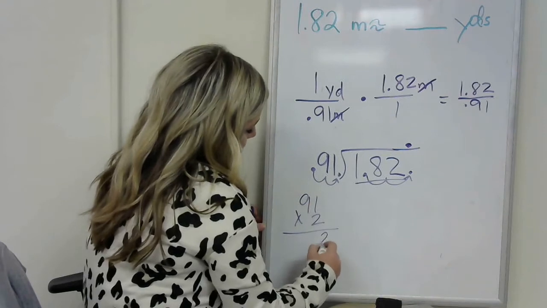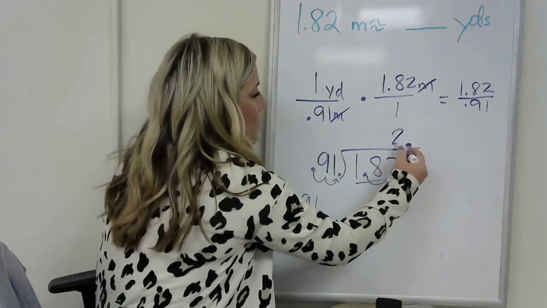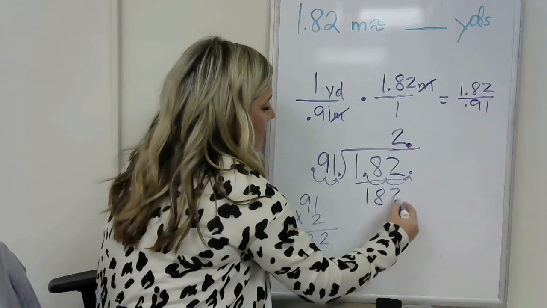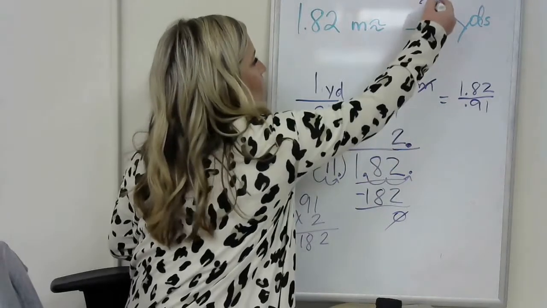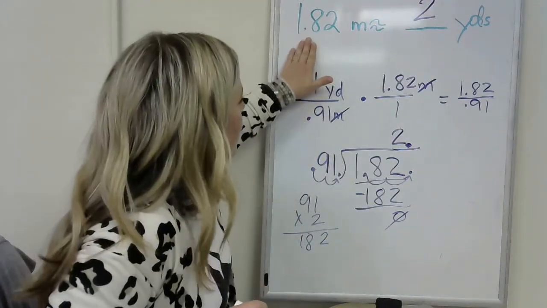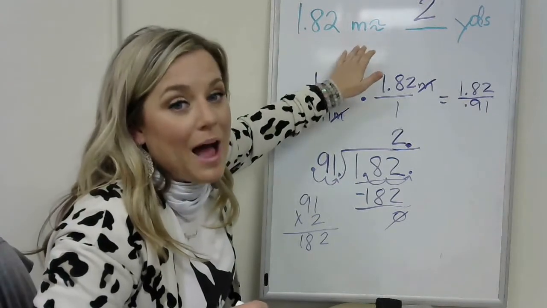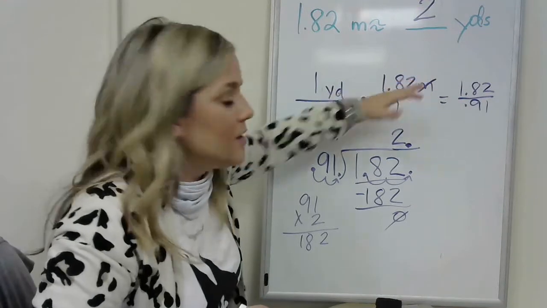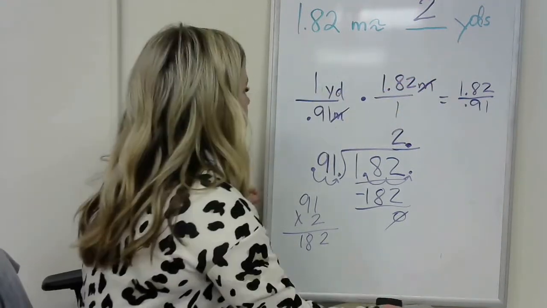1 times 2 is 2. 9 times 2 is 18. Look at that. Perfect Cinderella fit. That shoe fits just like Cinderella. All right, so when we did the conversion, we got that 1 and 82 hundredths, or 1.82 meters, is about equal to 2 yards.